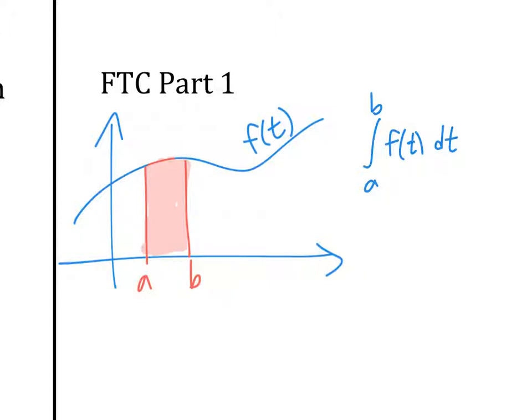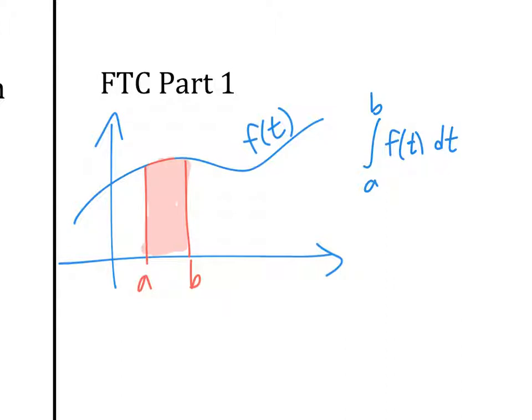So basically this integral sign means I want the area between A and B that's underneath the curve f of t. Looking at this graph, this is f of t, so this area is what I want. Make sense? That's what we've been doing for a week and a half. So this is the area.